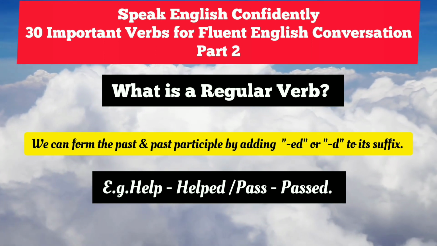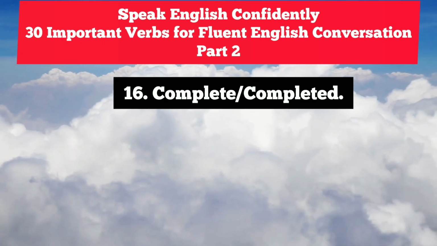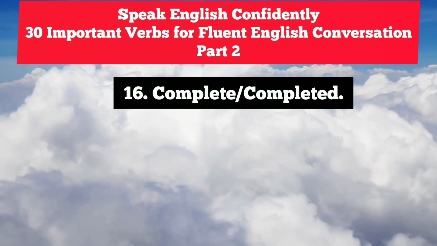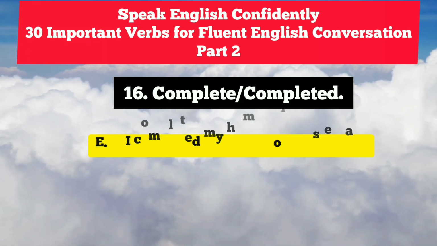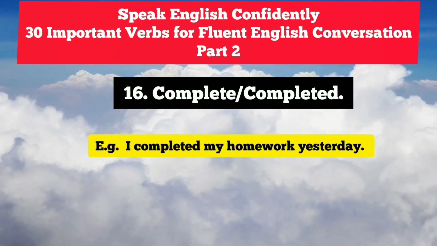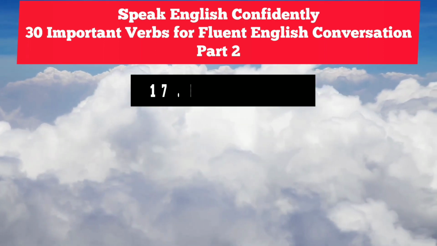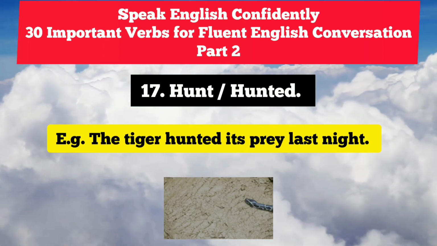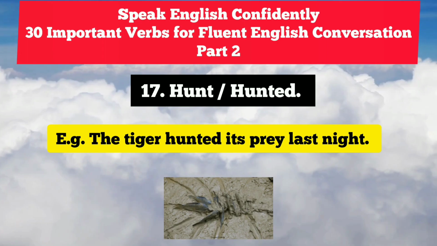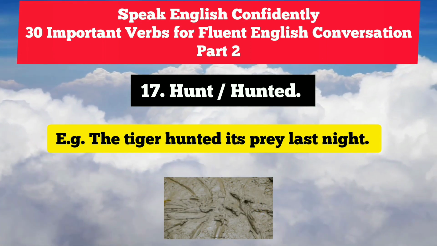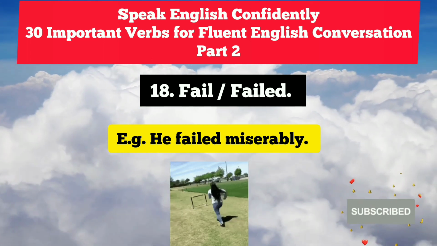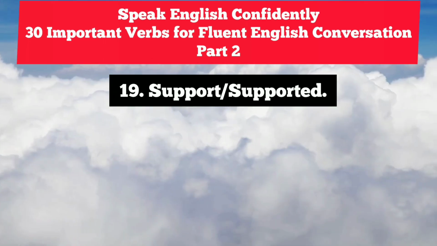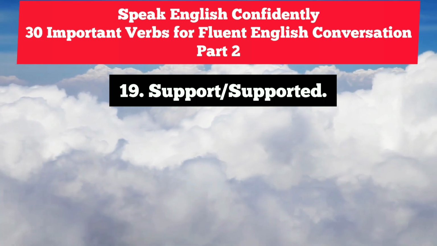So as you see, number 16 is complete and the past is completed. As we see how to use it, I completed my homework yesterday. And the 17th is hunt, and the past is hunted. The tiger hunted its prey last night. And number 18 is fail, and the past is failed. So he failed miserably.